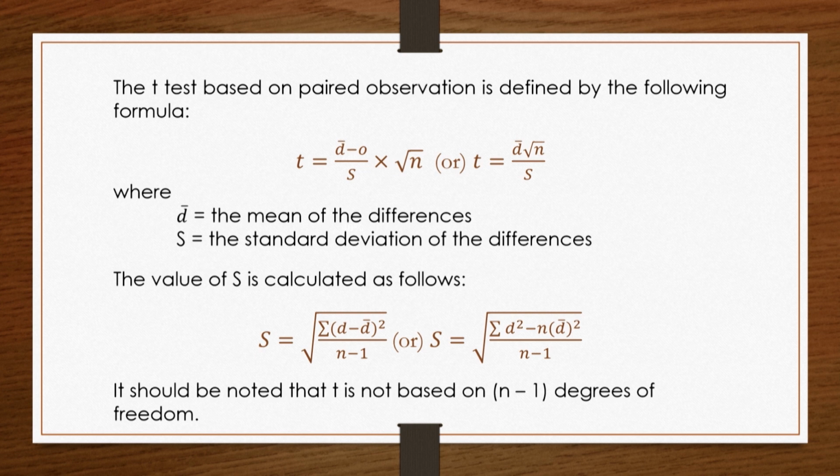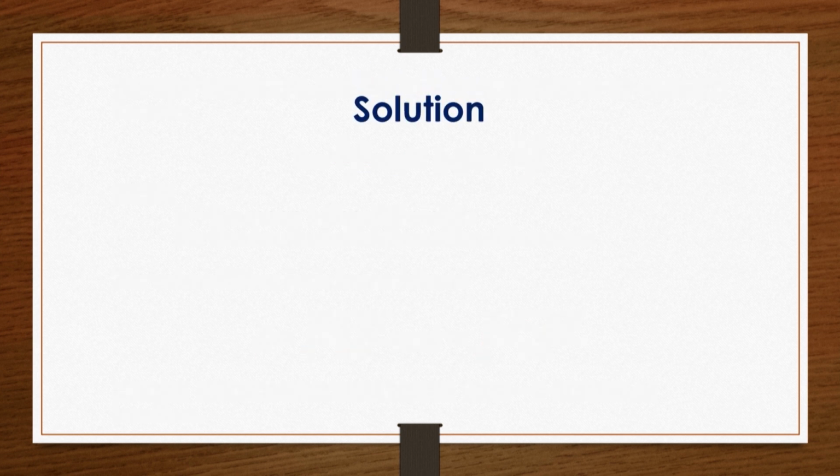The value of s is calculated as follows: s equal to square root of summation d minus d bar the whole square divided by n minus 1, or we can use an alternative formula: s equal to square root of summation d square minus n into d bar the whole square divided by n minus 1. It should be noted that t is based on n minus 1 degrees of freedom.